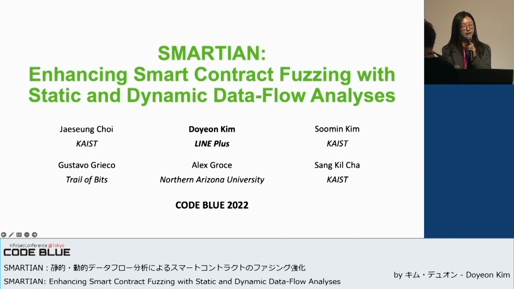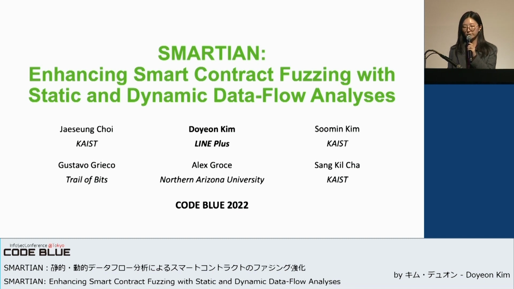I started this research when I was a master's student, and I wrote the smart contract fuzzing technique with only dynamic data flow analysis in my master's thesis. I joined Line right after graduating with my master's degree, and I kept researching smart contract fuzzing with other research members. This is joint work with my colleagues Jason, Sumin, Gustavo, Alex, and lastly, my advisor, Sang-gil Cha.